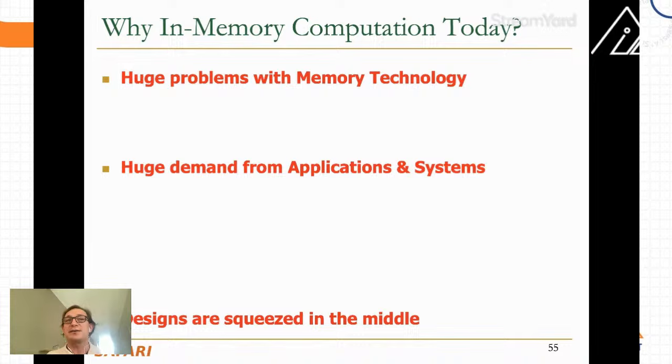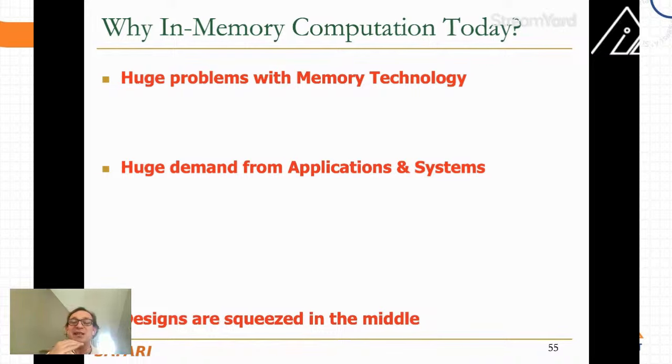So why is it interesting today? Why hasn't it happened, and why should we expect it to happen? Basically, I should say that it's already happening today. We're already moving towards near memory computation. And I think this is going to be even more important. Let me give you why we're moving toward in-memory computation. Basically, we're stuck with nowhere else, essentially.